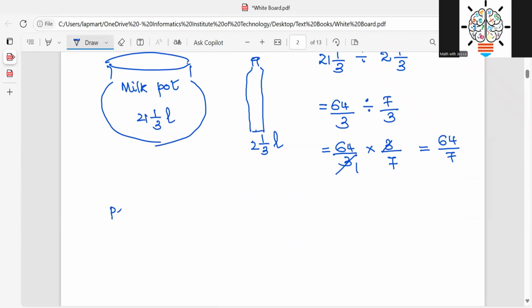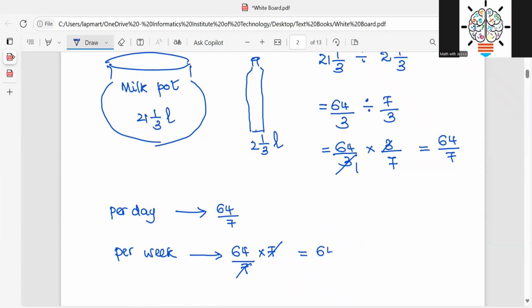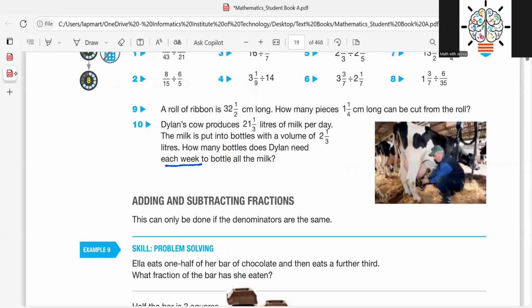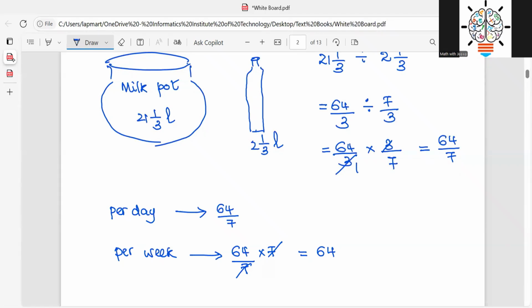Per day, it is 64 over 7. So per week, 64 over 7 multiplied by 7. So the answer is 64. Okay. So how many bottles? That means 64.